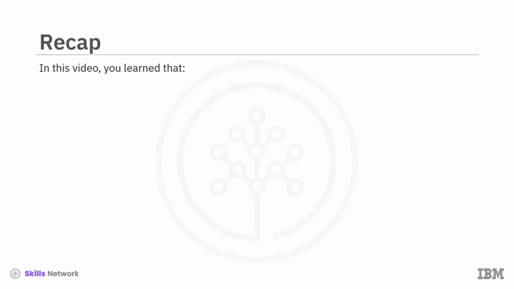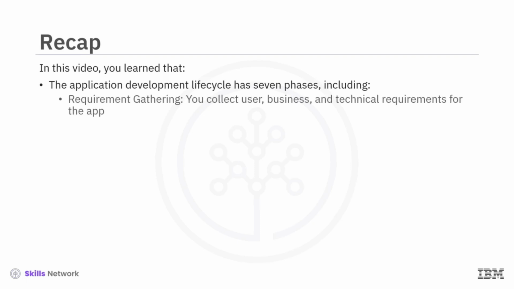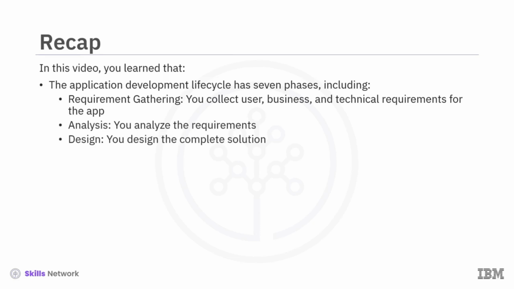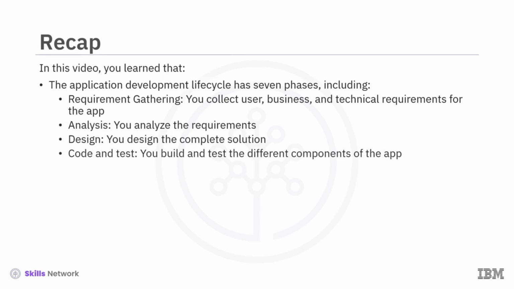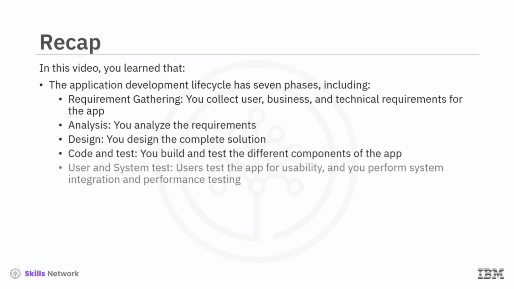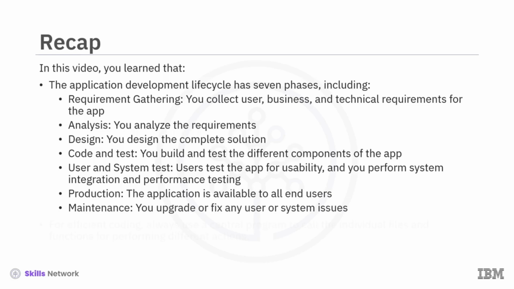In this video, you learn that the application development lifecycle has 7 phases, including requirement gathering, where you collect user, business, and technical requirements for the app; analysis, where you analyze the requirements; design, where you design the complete solution; code and test, where you build and test the different components of the app; user and system test, where users test the app for usability and you perform system integration testing and performance testing; production, where the application is available to all end users; maintenance, where you upgrade or fix any user or system issues.